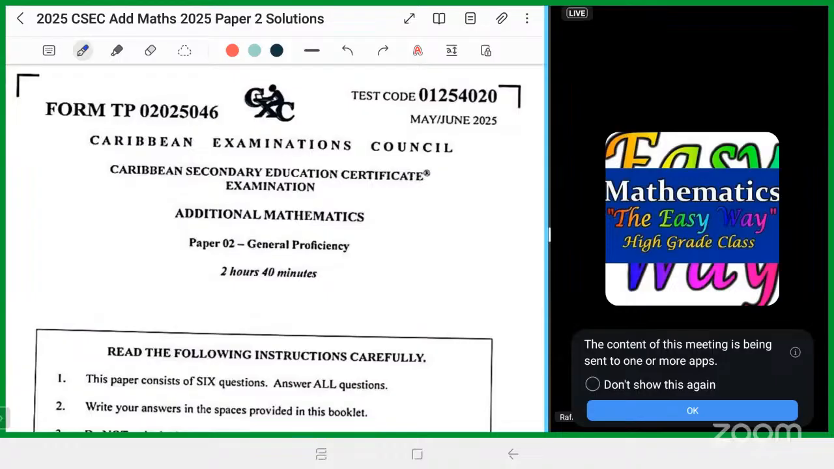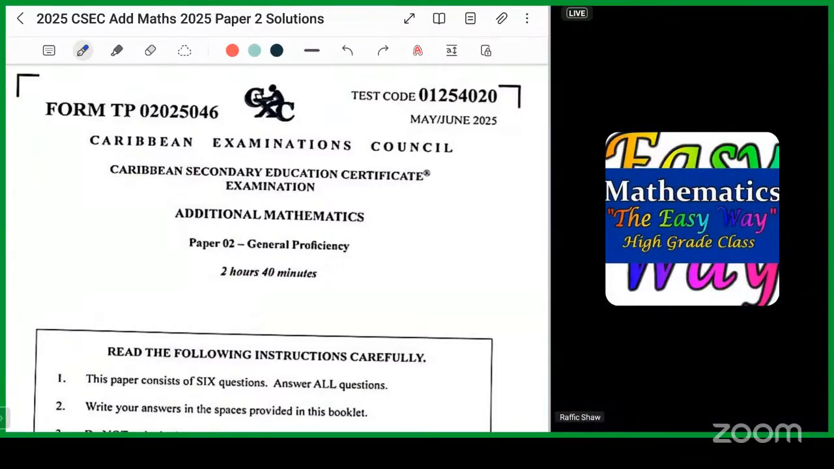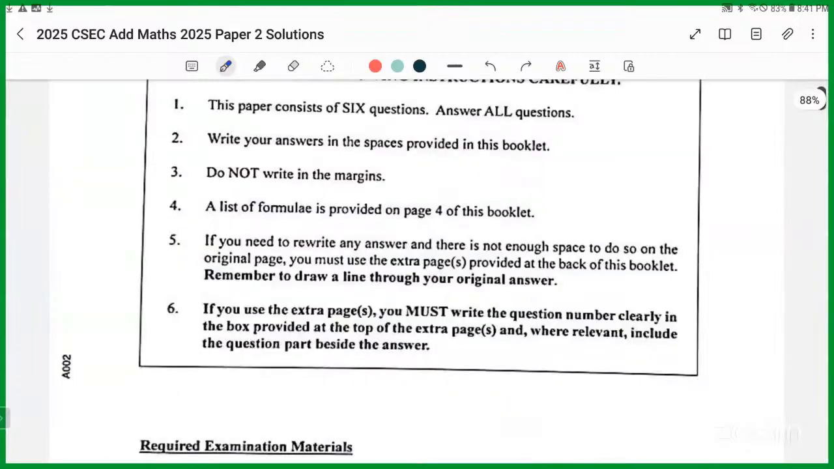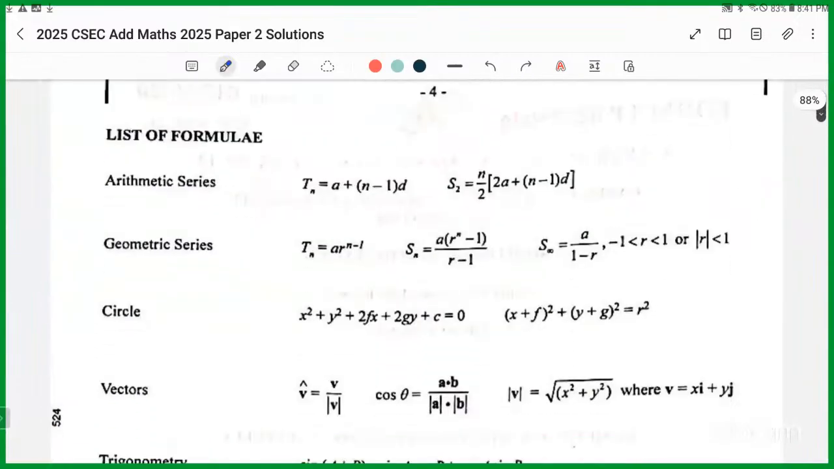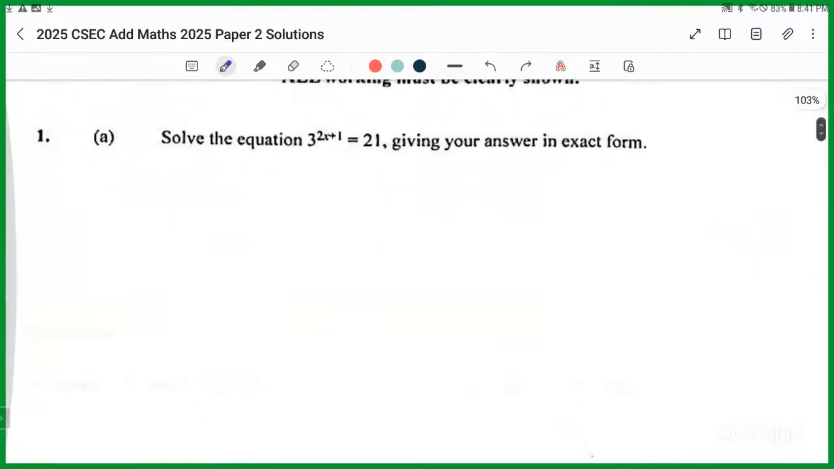Right? Let's do this. All right, let us do this. 2025. Let's see what it is. Bam, bam, bam, bam. First question.